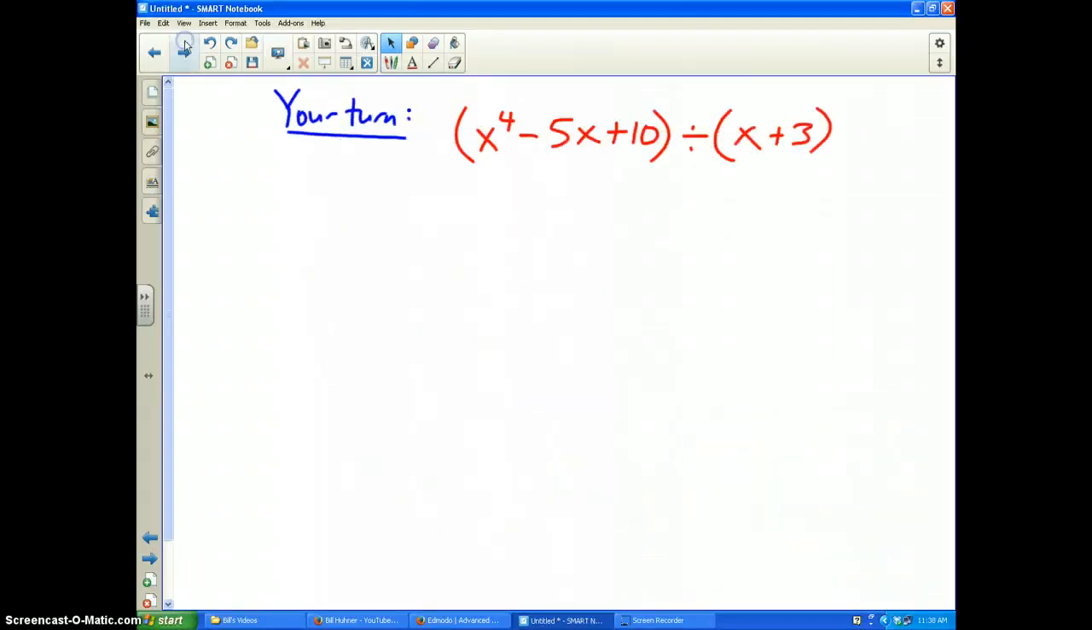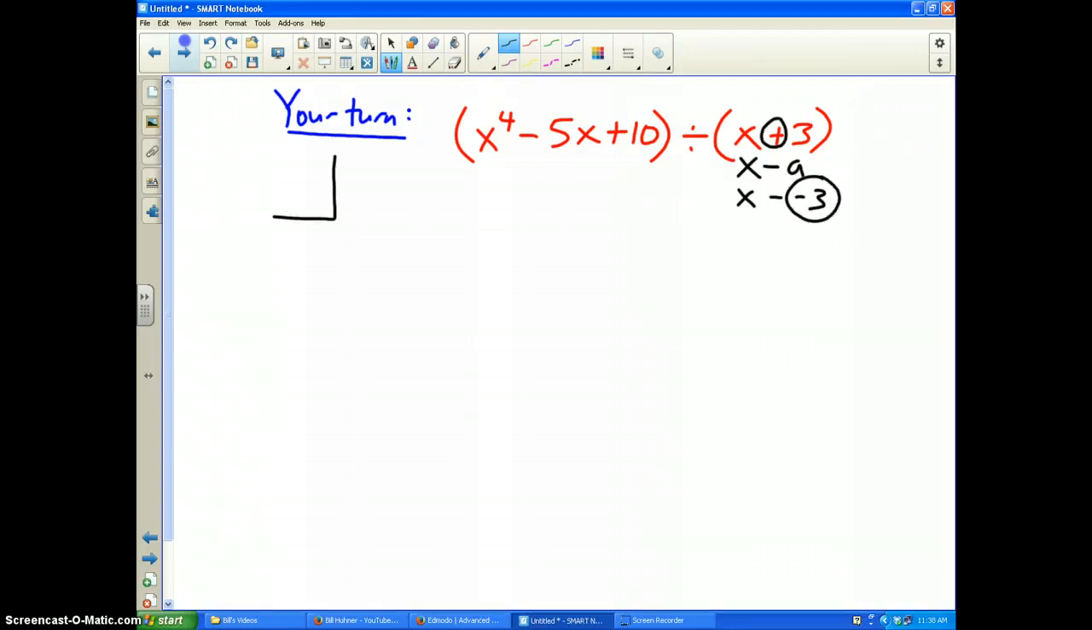All right. One more time. Your turn. Give this one a try. All right. First of all, I put my little box. Now I notice this is not in the form x minus a. It's x minus negative 3. Minus a negative is add. So therefore now my a value is negative 3. A equals negative 3. So that's my divisor.